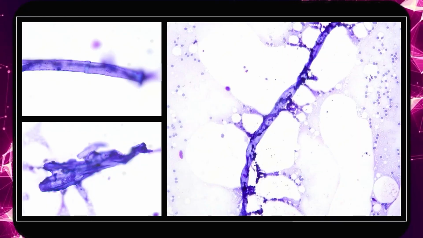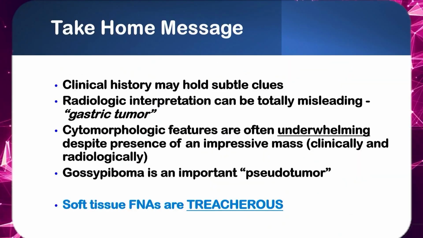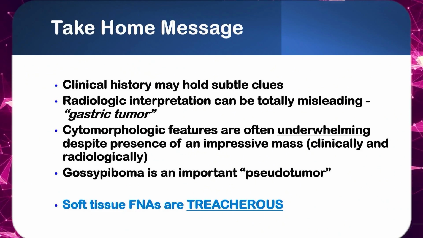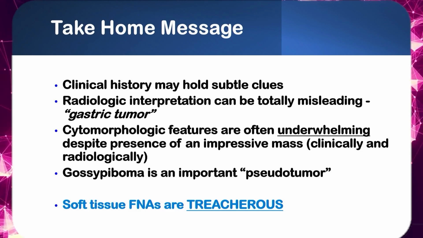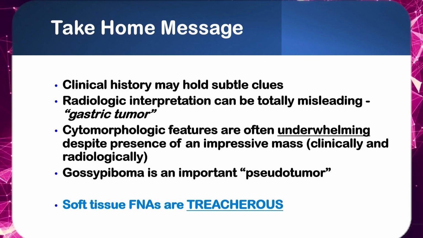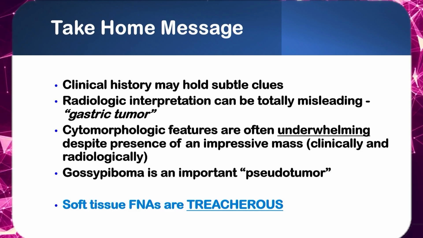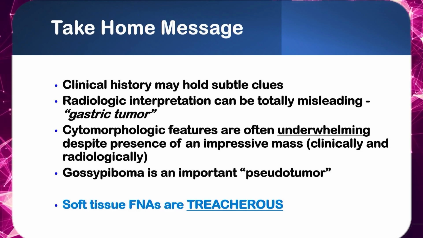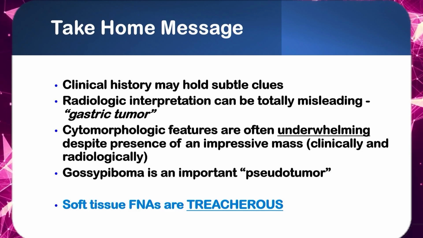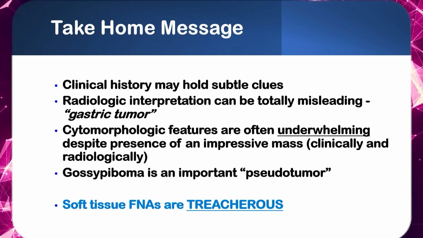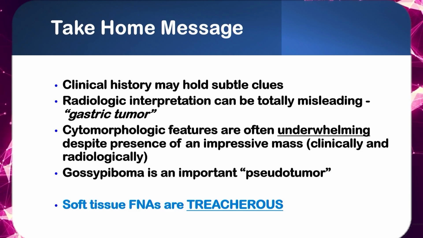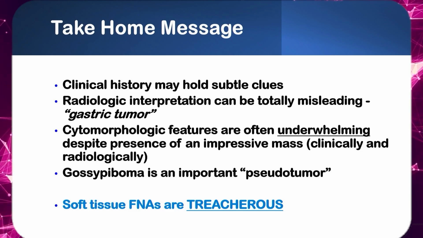These are more examples. So the take-home message is that clinical history may hold subtle clues. Radiological interpretation can be totally misleading. In this case, it was thought to be a gastric tumor or a cyst. Cytomorphologic features are rather underwhelming. All we saw were a few macrophages with suture-type material, and the actual lesion was a 1 kilogram pseudotumor, almost 29 centimeters. So gossypiboma is an important pseudotumor, and just like pancreas, soft tissue FNAs are treacherous.